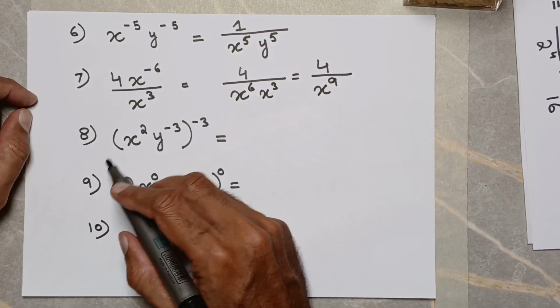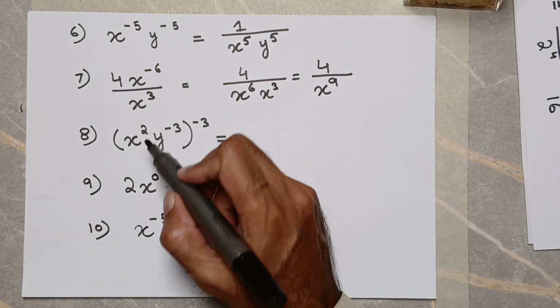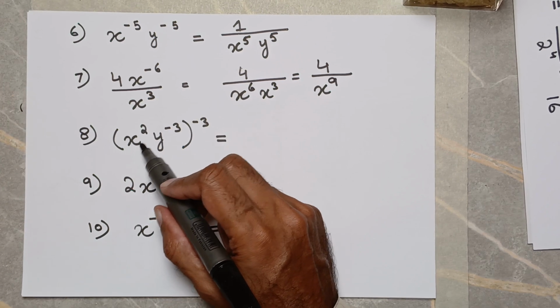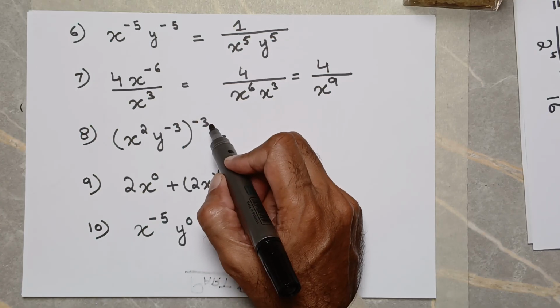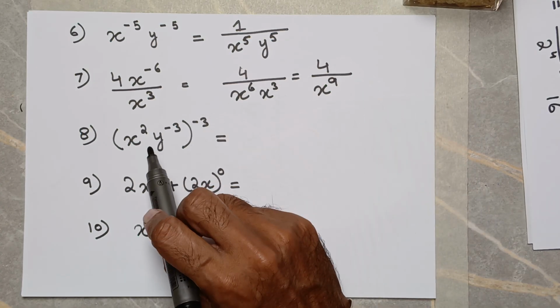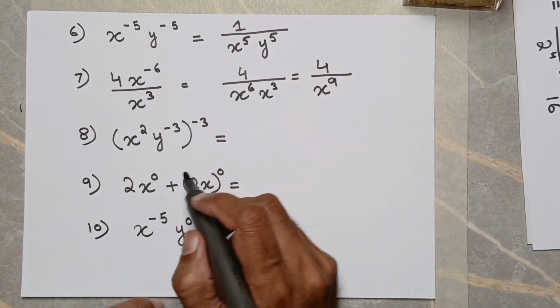Now here is question number 8. The expression that we have is x square y minus 3, and the whole thing is raised to the power minus 3. Please take a break and solve on your own.